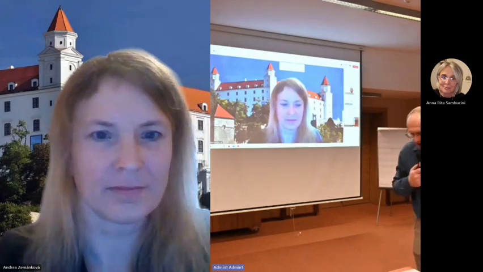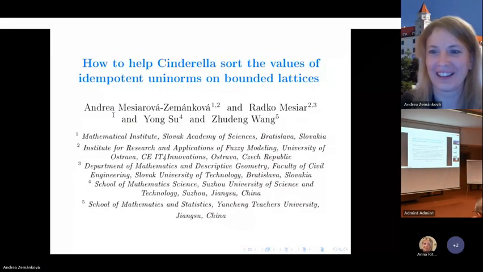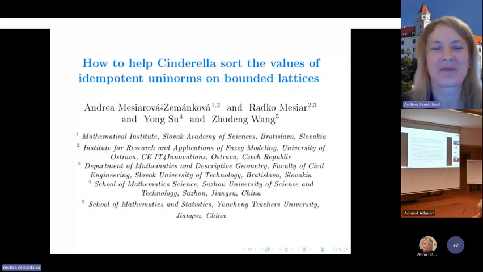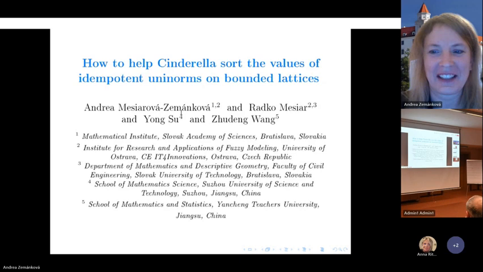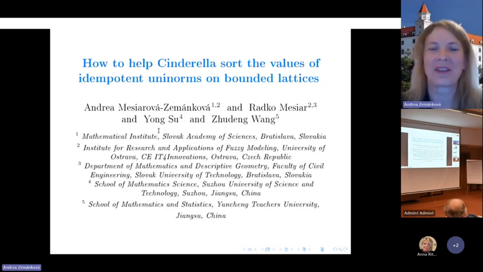There will be about the construction of idempotent norms on the bounded lattice. Thank you very much for this introduction. Greetings from Bratislava, and let me just share my slides. Okay, can you see it? I hope it's working. Is it okay? No, it's okay. Okay, thank you.